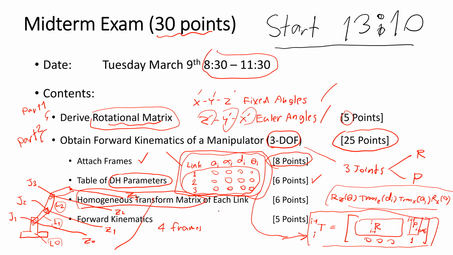We have 3 movable links. So you need to compose the homogeneous transform of frame 1 with respect to frame 0, frame 2 with respect to frame 1, and frame 3 with respect to frame 2. And to obtain the forward kinematics, you just find the product of the homogeneous transforms.